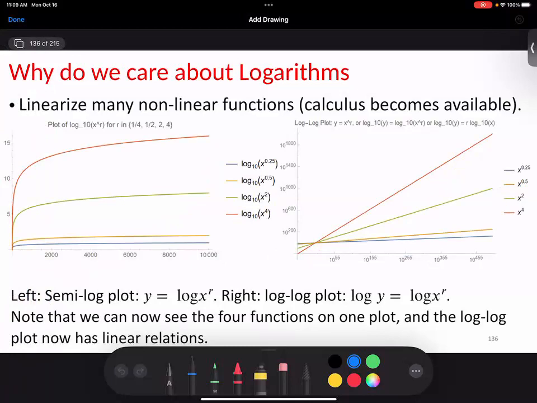And I can now see all 4 functions. And if you look, they seem to be growing slowly. Well, this is a common feature of the logarithm, but this is only going up to 10,000. If I do a log-log plot and I plot the log of my function against the log of x, I can go up to 10 to the 455 without any trouble.